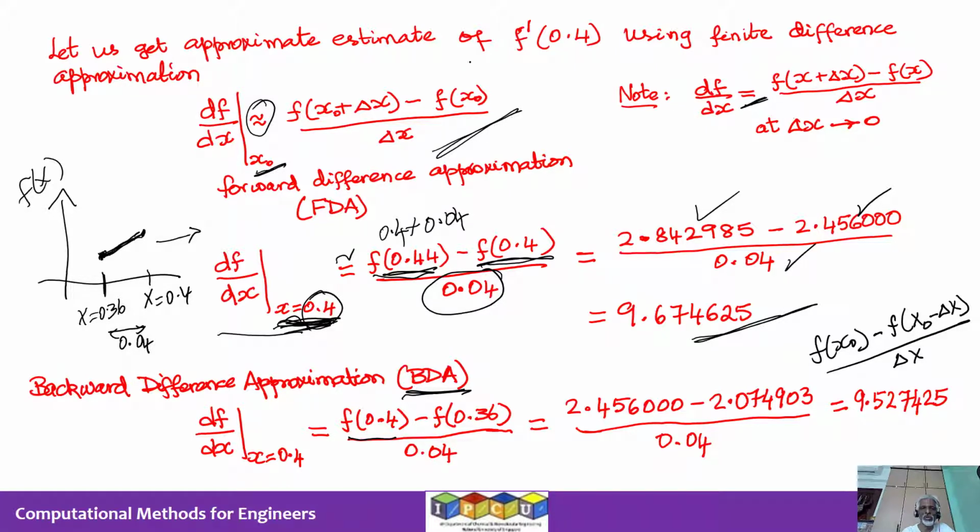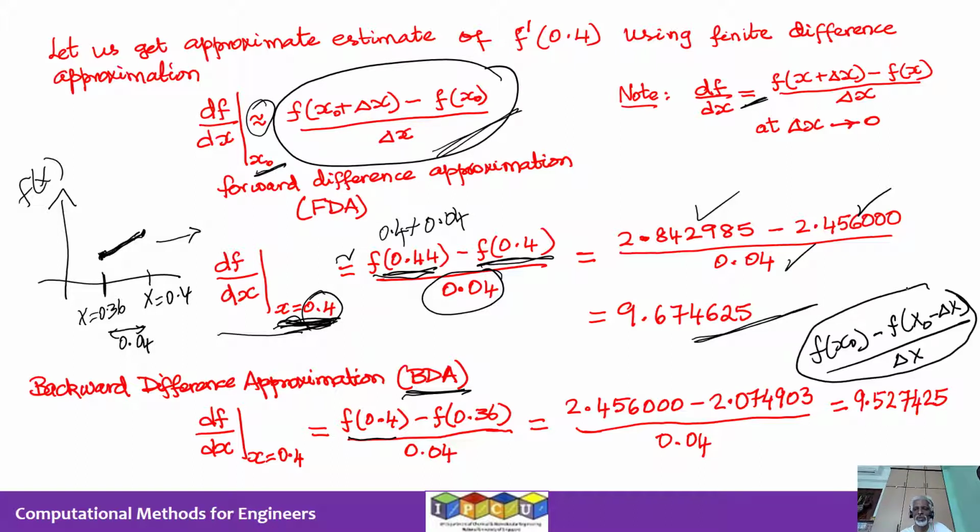So the forward difference approximation is this. Looking forward, looking backward, one could write an expression like this. So when you substitute the numbers from the table for f at x is equal to 0.4 minus f at x is equal to 0.36, you will get 9.52, which is a different answer to the problem, right? This is what forward difference approximation gives us. This is what backward difference approximation gives us.